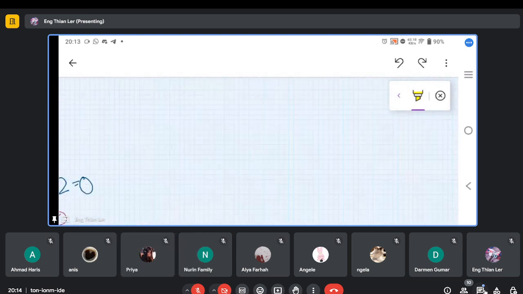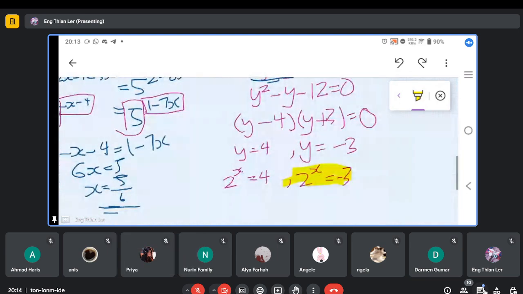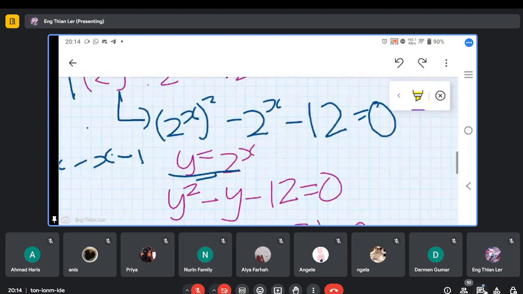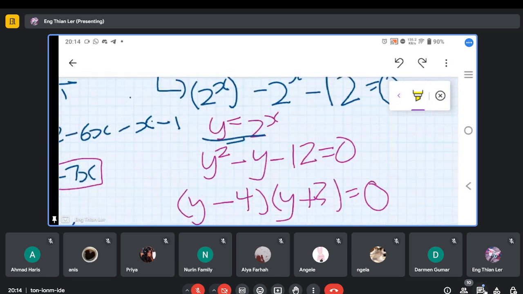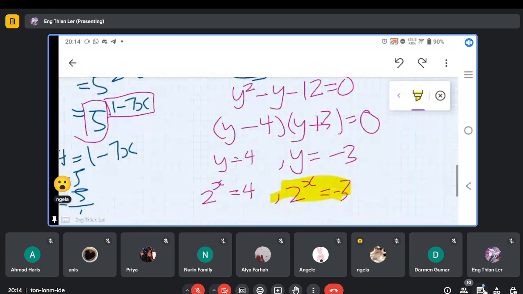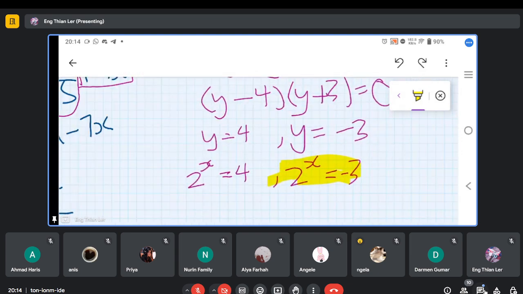Sometimes it might give you this trick. It might trick you. At first I was confused too, but now I've done many questions, so I understand. So now look at this.